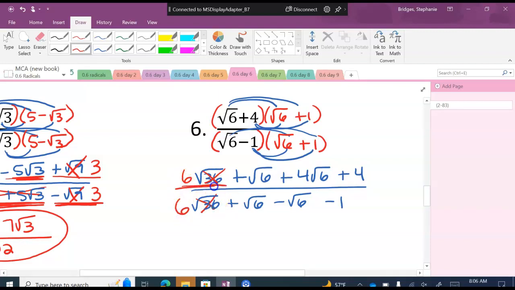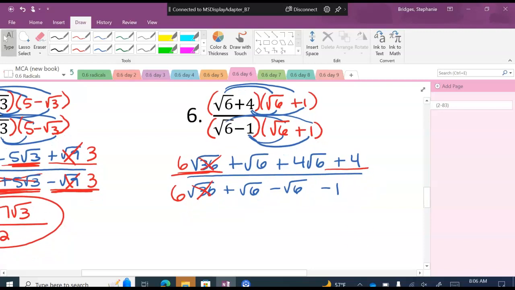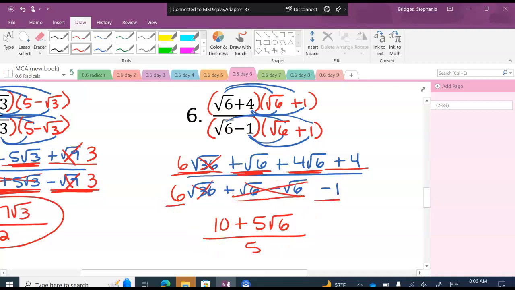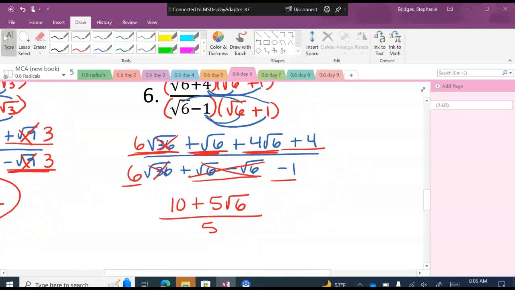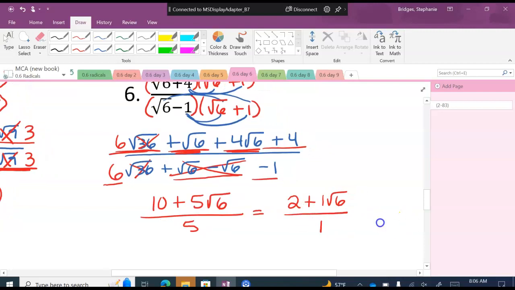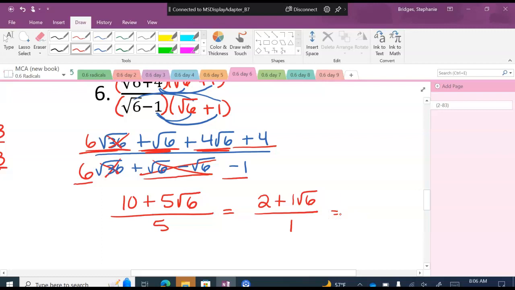And then we combine our terms at the top. What is 6 plus 4? 10. And then 1 square root of 6 plus 4 square roots of 6 is 5 square roots of 6. In the bottom, 6 minus 1 is 5, and then those middle terms are going to cancel each other out just like they should. And then looking at my three numbers, 10, 5, and 5, do they all have something in common? Yes. What can we divide by? So that's going to turn into 2 plus 1 square root of 6 over 1, which is really just 2 plus the square root of 6, right? Is everybody okay with that?